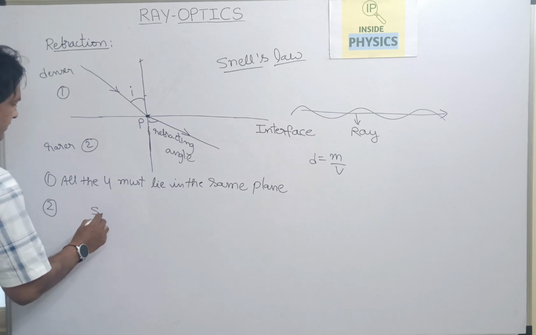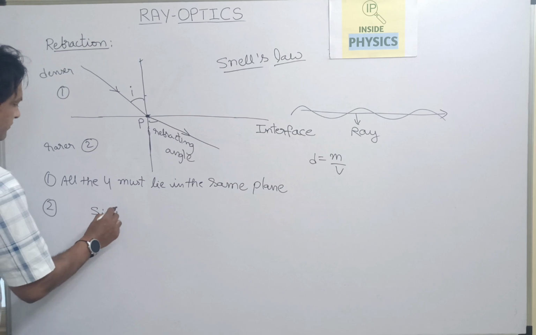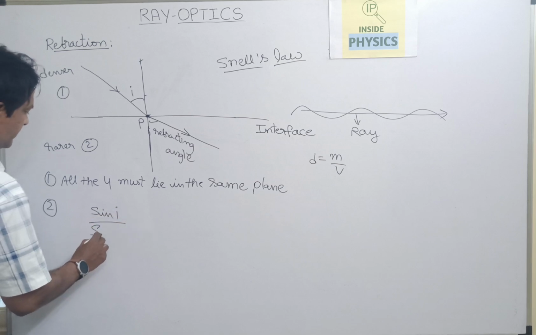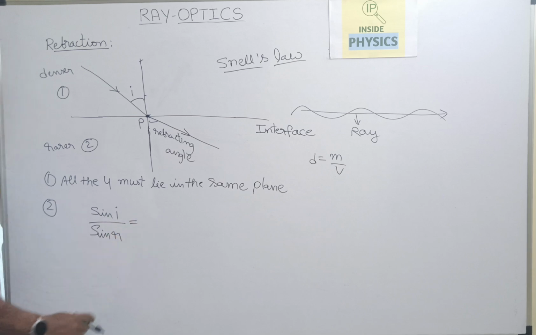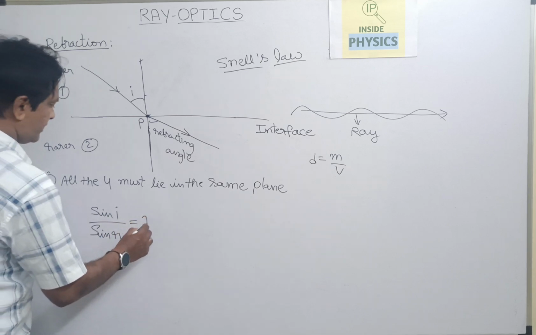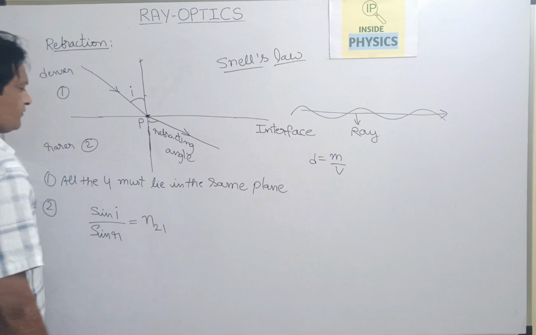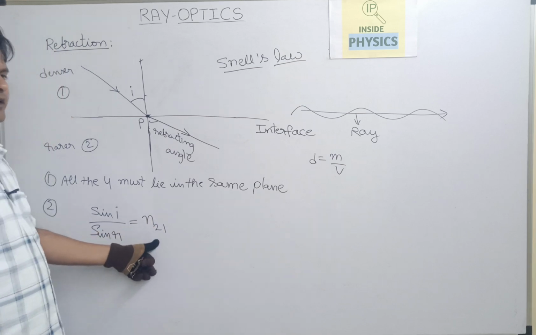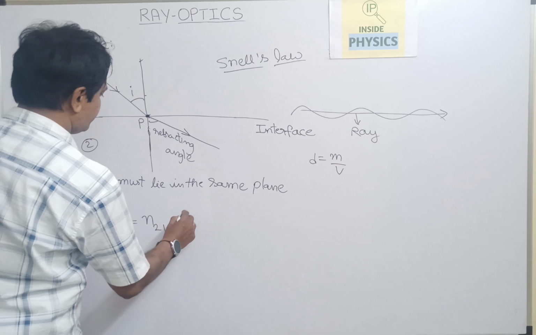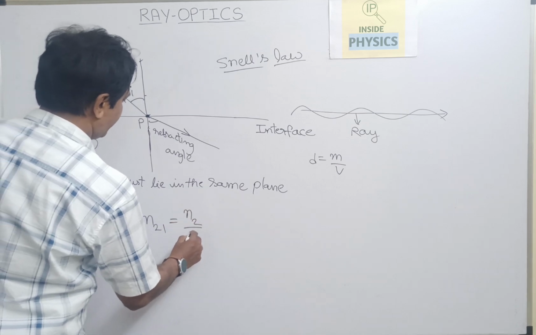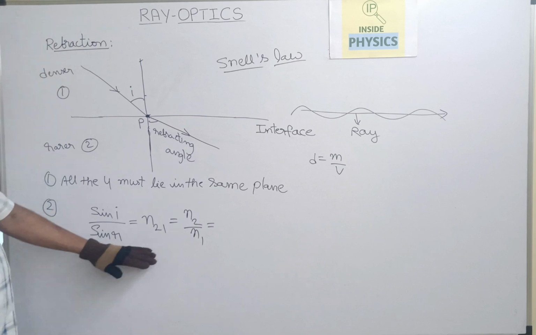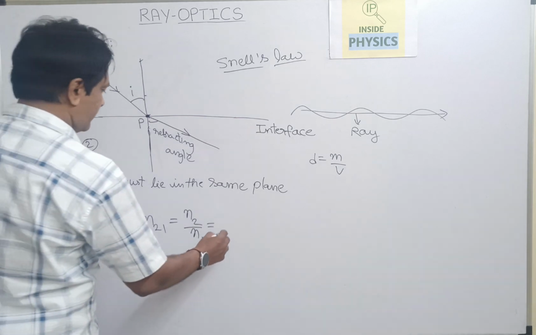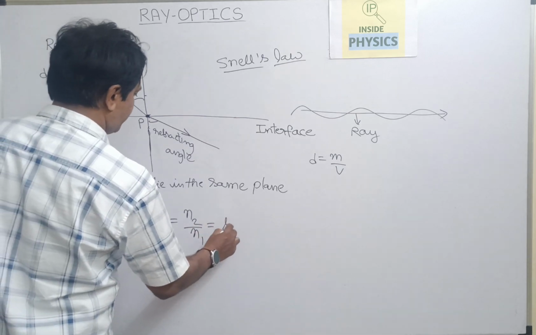We can write it as sine of angle of incidence to sine of angle of refraction is nothing but the ratio of the refractive index of the second medium to the first medium. n2 by n1. This is considered to be the refractive index mu.